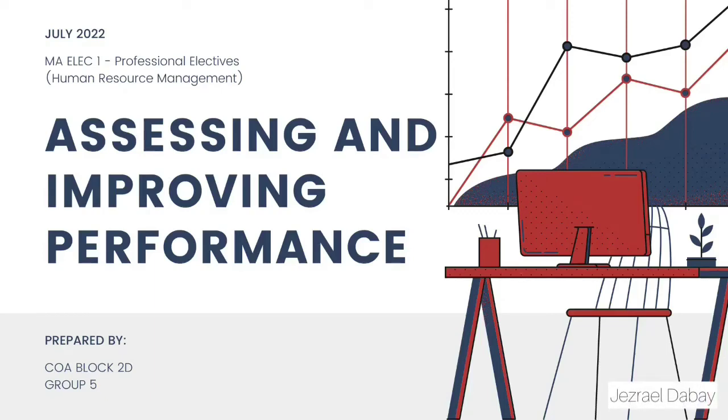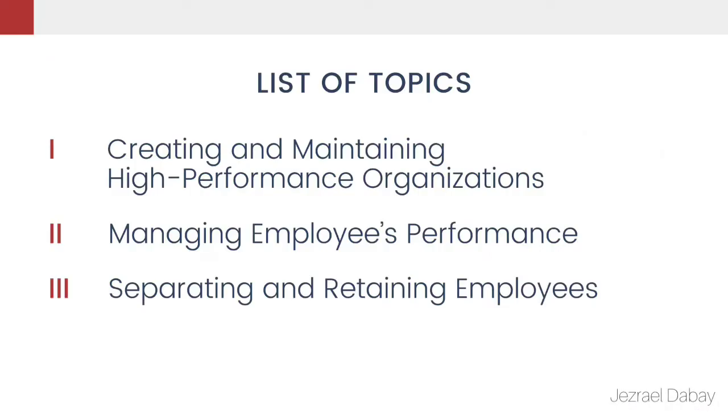Assessing and Improving Performance, a presentation prepared by the Group 5 members of the COA Block D for the subject Human Resource Management. This presentation covers the following topics: creating and maintaining high-performance organizations, managing employees' performance, separating and retaining employees. This is to be discussed by each member of the group.